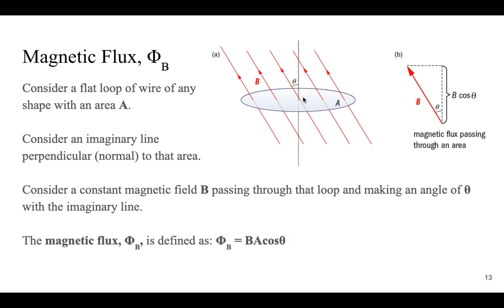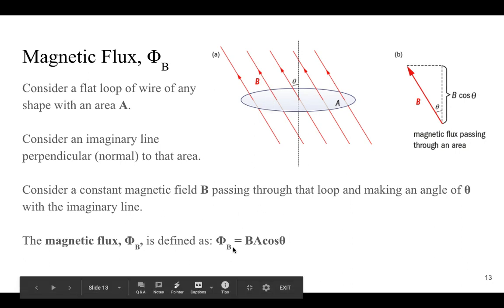Normal meaning perpendicular. So area A, magnetic field B, and angle theta between the line perpendicular to the area and the magnetic field. So what magnetic flux is, phi sub B, is equal to B, the strength of the magnetic field, and we're just going to have constant magnetic fields, the area of the loop, and cosine of theta, that angle there. So this is magnetic flux.